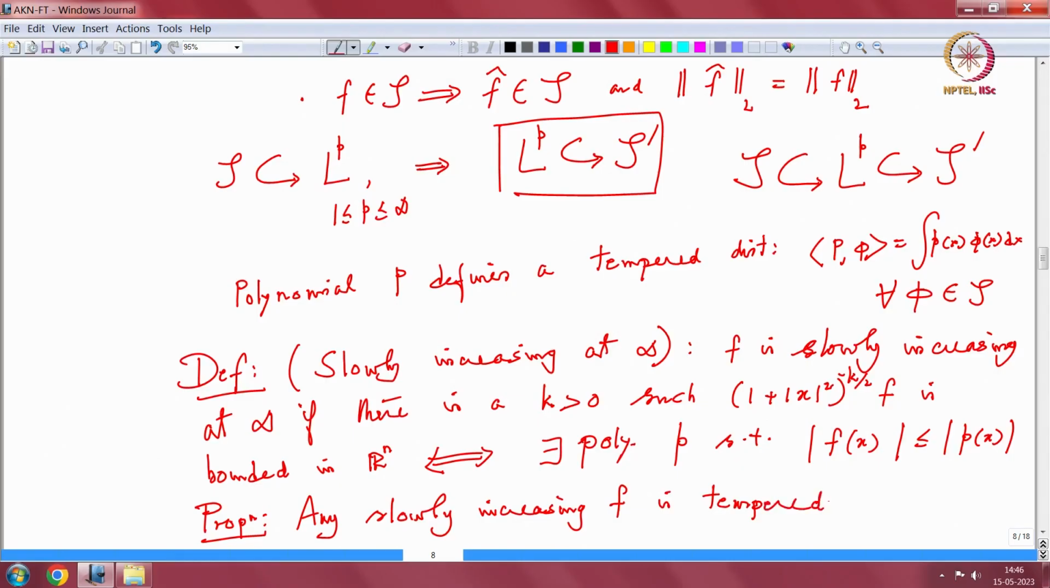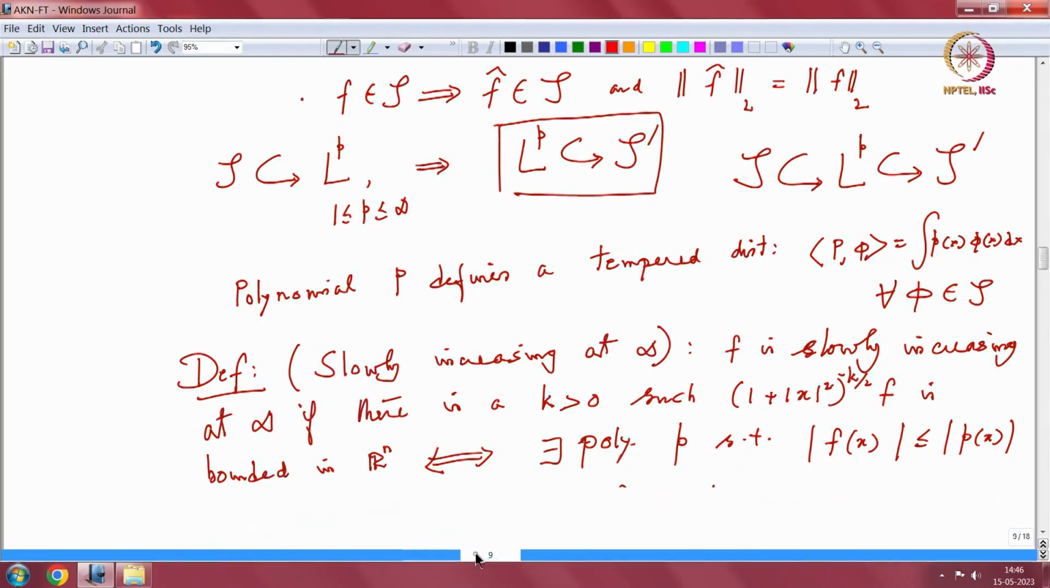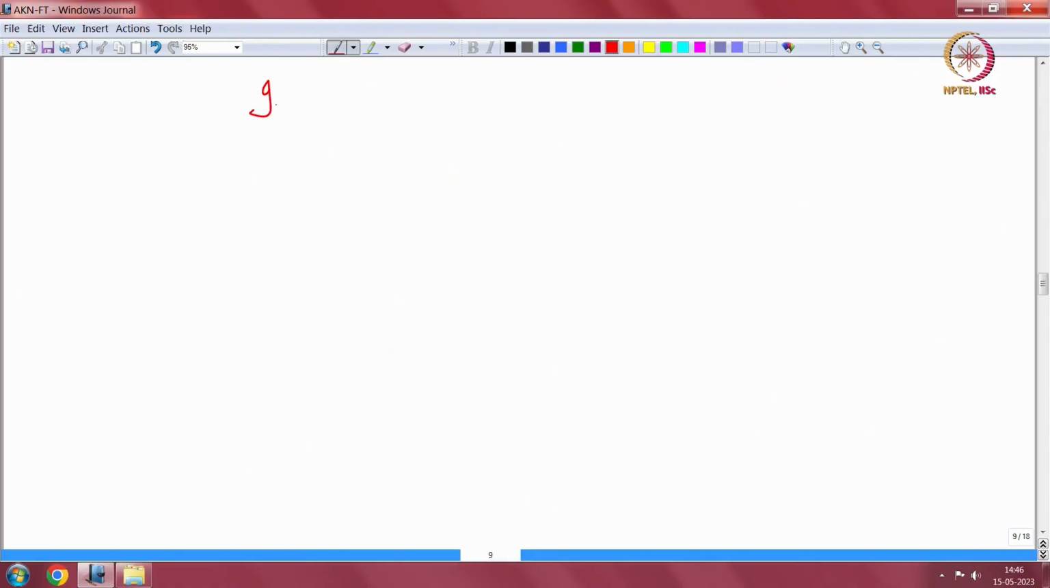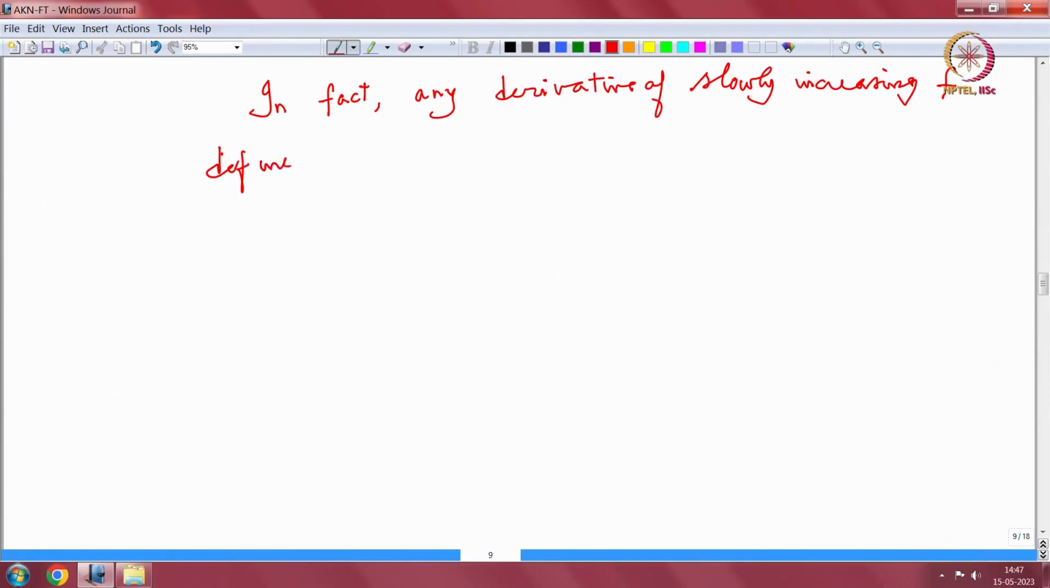So you now have all slowly increasing functions as tempered. In fact, any derivative of a slowly increasing function f defines a tempered distribution.